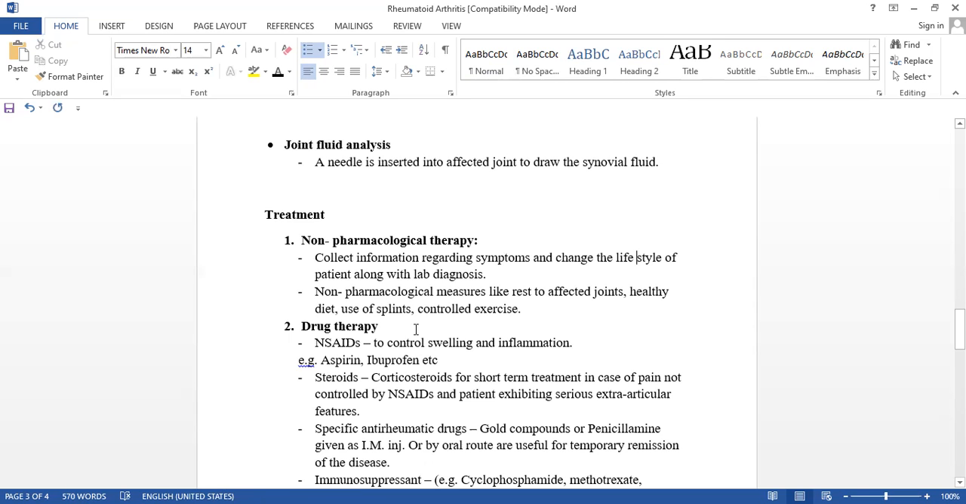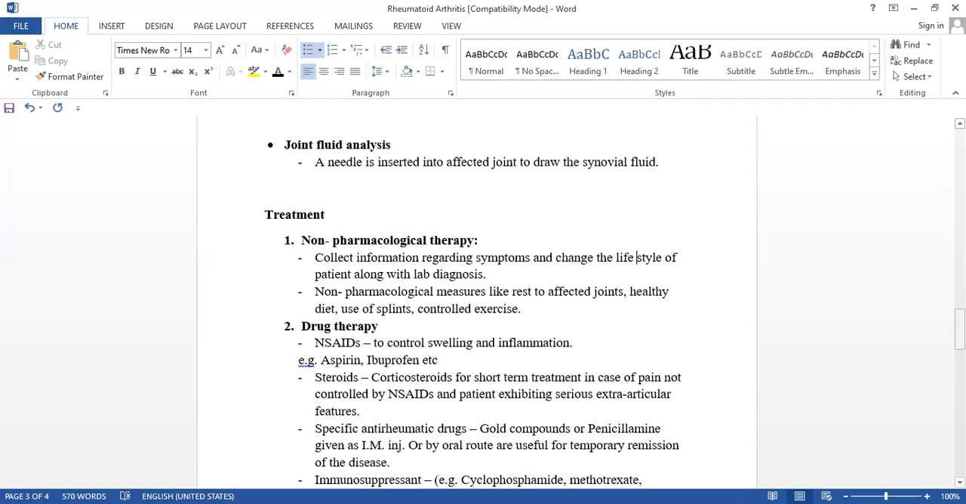Okay, now see the drug therapy. If there is inflammation, we have to take NSAIDs, the non-steroidal anti-inflammatory drugs. If you are not remembering, write down non-steroidal anti-inflammatory drugs, that is NSAIDs, to control the swelling and inflammation. Example, aspirin and ibuprofen. These are OTC products, we can get them over the counter.